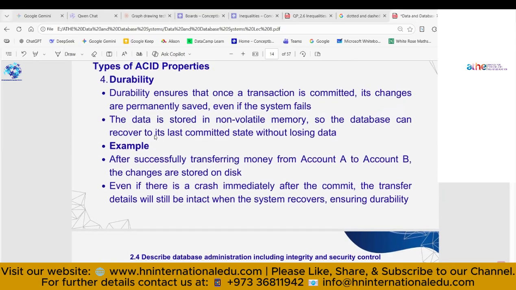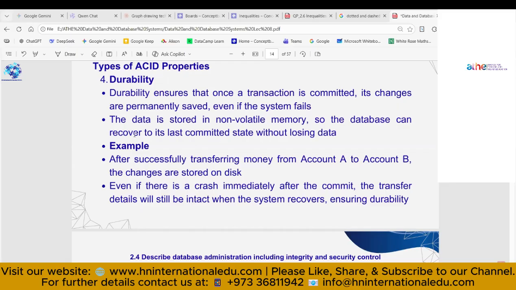Okay, next is durability. Durability ensures that once a transaction is committed or done, its changes are permanently saved, even if the system fails. So the data is basically stored in non-volatile memory, because RAM is volatile memory, and whatever is happening in RAM, when you turn off your computer or laptop, the whole data is erased. So that's why the data is stored in non-volatile memory. For example, ROM is a non-volatile memory, right?